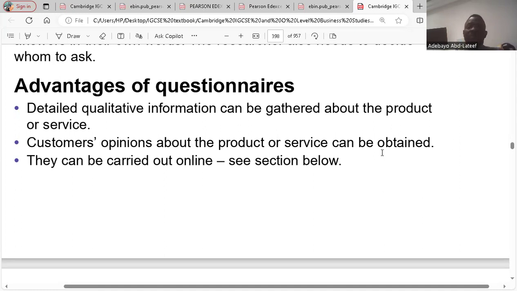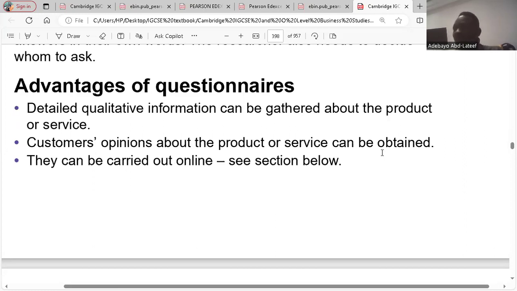Two, customers' opinions about the product or service can be obtained. You've sent questionnaires. They've answered different questionnaires. So, 40% of them said yes, that your product is fine, 55% said no, and the rest, 5%, say they don't know. So you'll be able to deduce certain information from that research. That is the point. Is it clear? Yes.